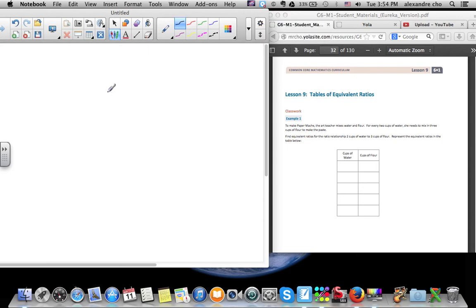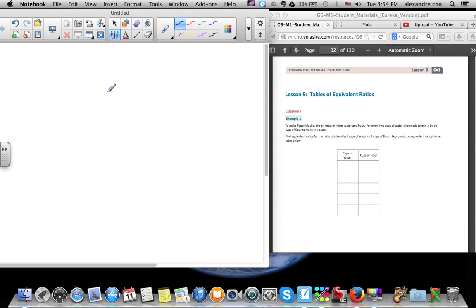Alright, next question is on page 32. It says, to make paper mache, ooh, I used to love that. The art teacher mixes water and flour. For every 2 cups of water, she needs to mix in 3 cups of flour to make the paste. Okay, find the equivalent ratios for the relationship between 2 cups of water to 3 cups of flour.